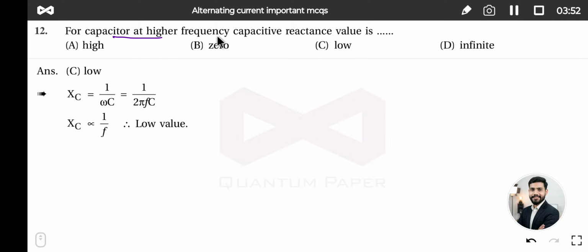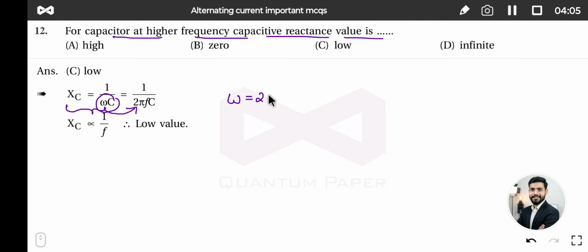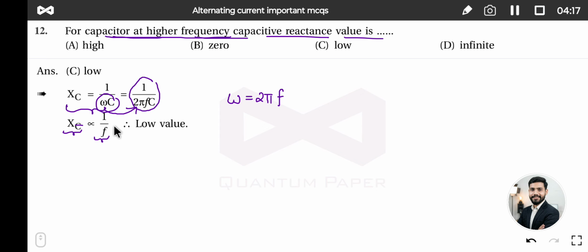Next, for a capacitor at higher frequency, the capacitive reactance value is. The formula of capacitive reactance is 1 upon omega C. If we convert omega in terms of frequency f, omega can be written as 2 pi f, so the formula is 1 upon 2 pi fC. So capacitive reactance and frequency are inversely related. At higher frequency, the capacitive reactance is low. So the correct answer is C.